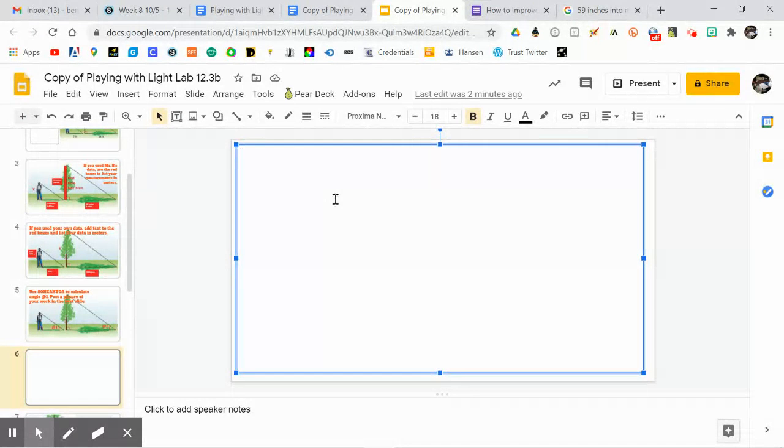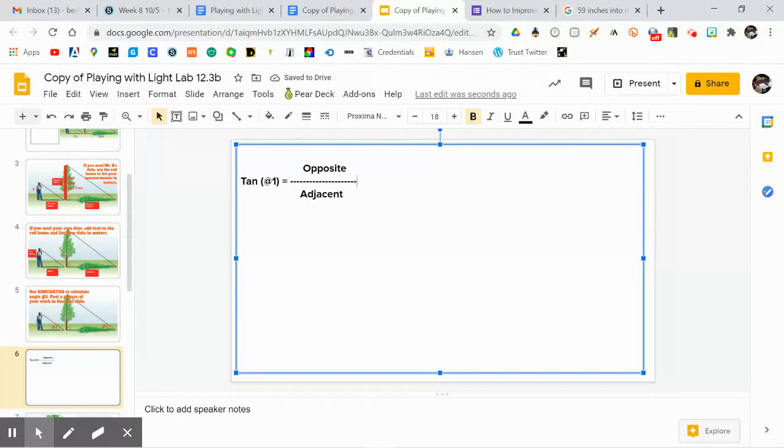So we have opposite and adjacent, and that means we're going to use tangent. The tangent of our angle is equal to the length of the opposite side divided by the adjacent side.